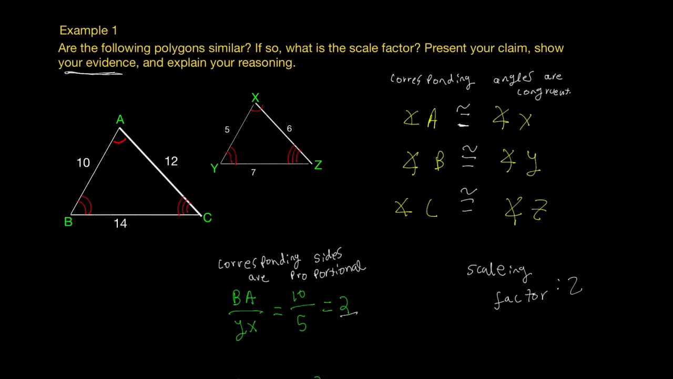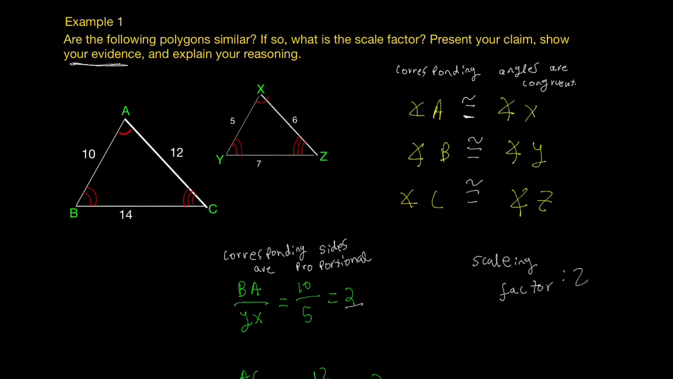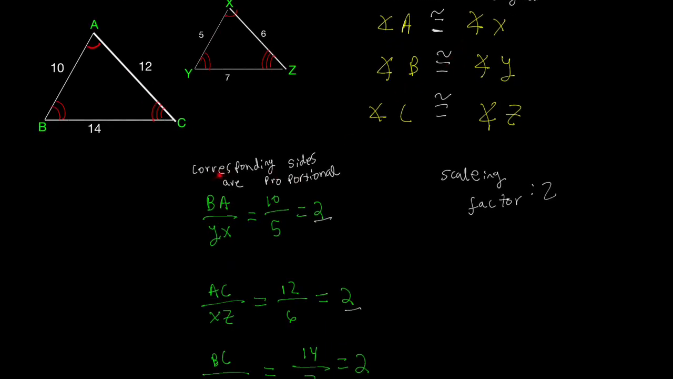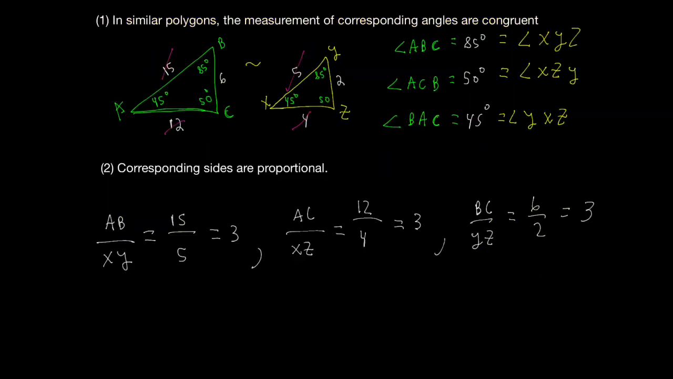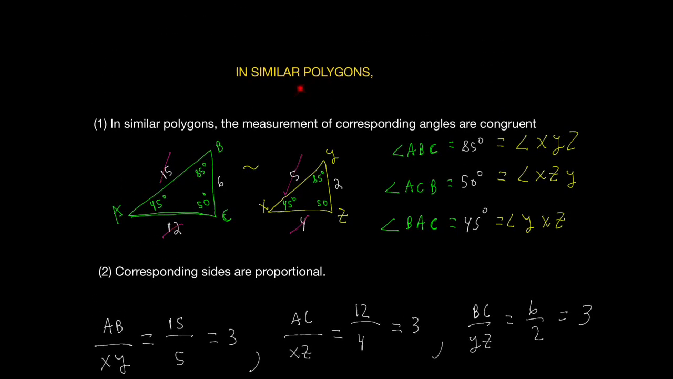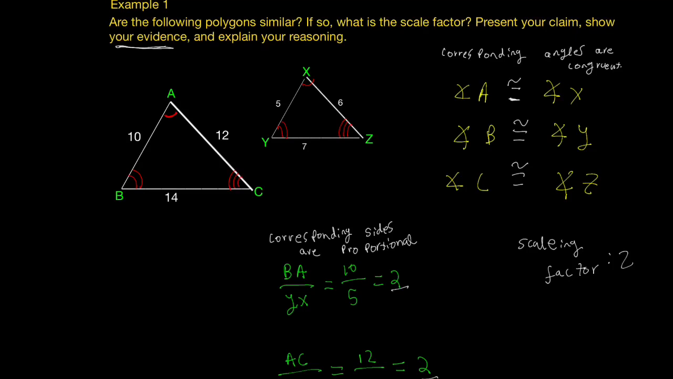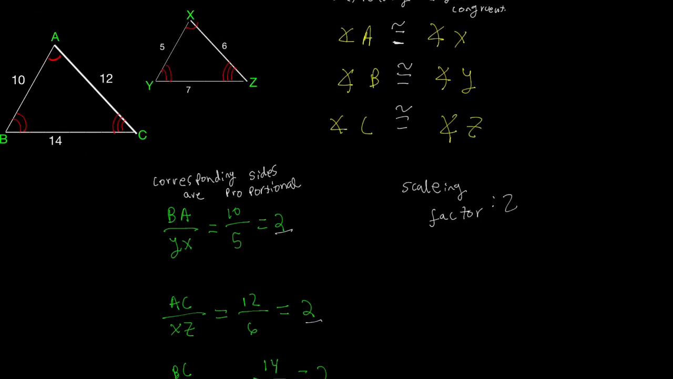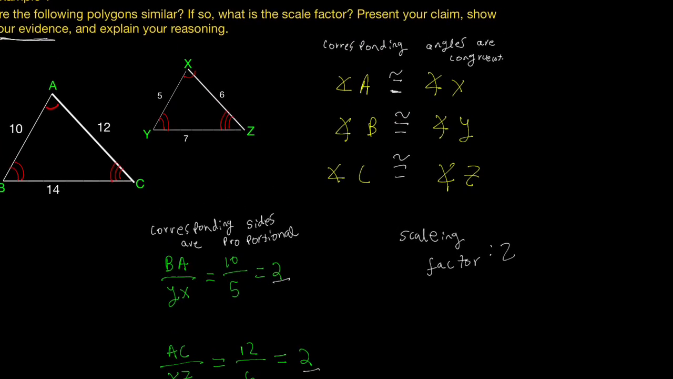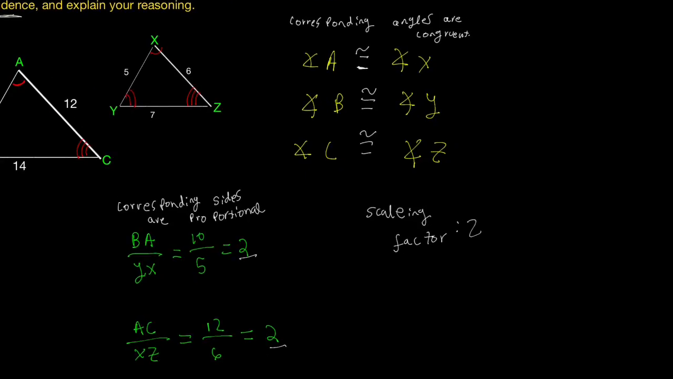Alright, so now we're going to do this part here. We're going to answer this question using claim, evidence, and reasoning. So we're going to present our claim. Since we already solved the problem and we figured out that corresponding sides are proportional and corresponding angles are congruent, that tells us that we have similar polygons. So our claim is going to be the polygons are similar. Our evidence is this part right here, and then we're going to explain our reasoning. So let me map it out on a separate sheet.